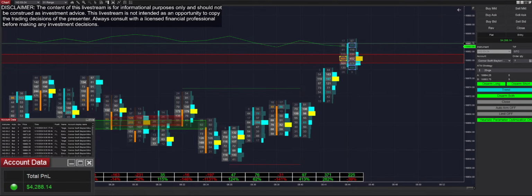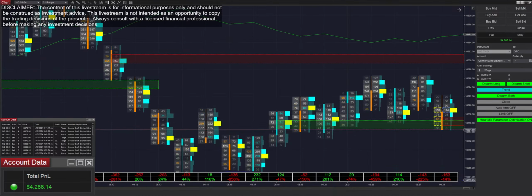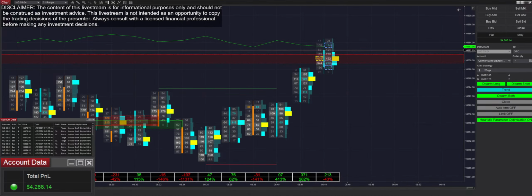You can see here this level did not hold. We got some resistance at this point. We had that somewhat large absorption block at that zone, but it looks like we've pushed through it.